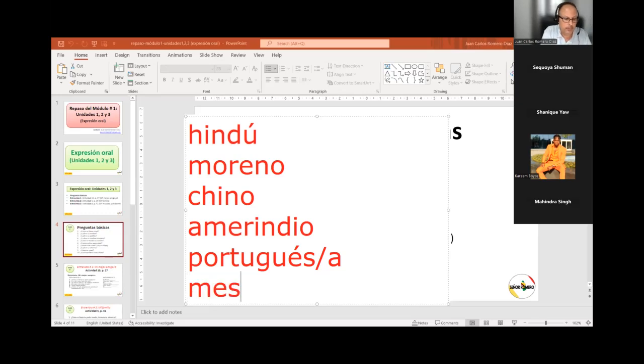Mestizo or mestiza if you are mixed. Well, there is only one. It's 7.6 and mestizo 7.